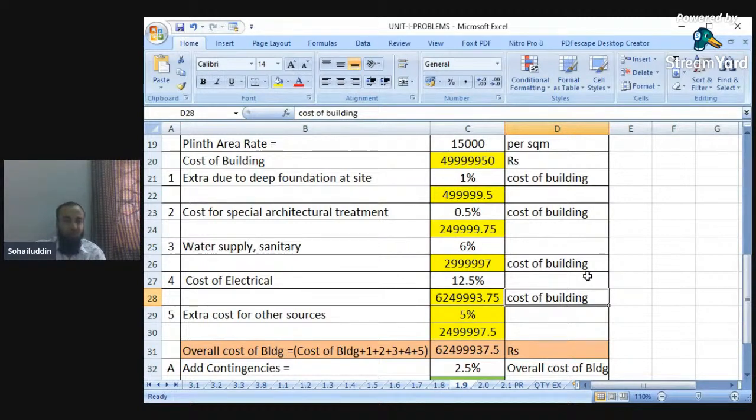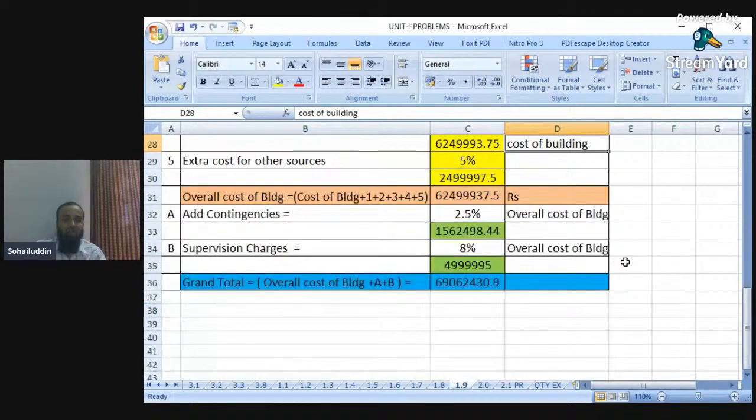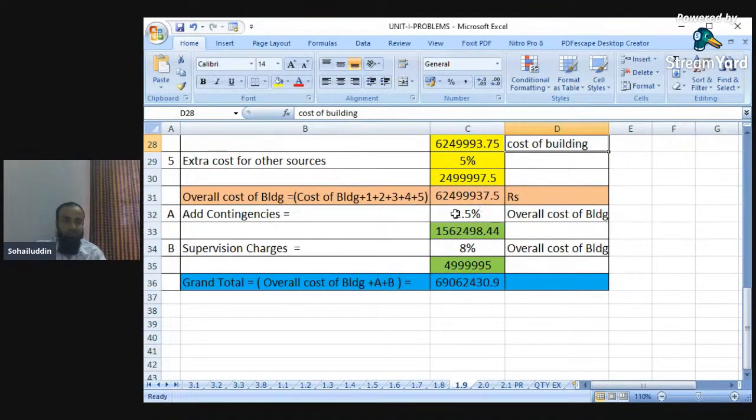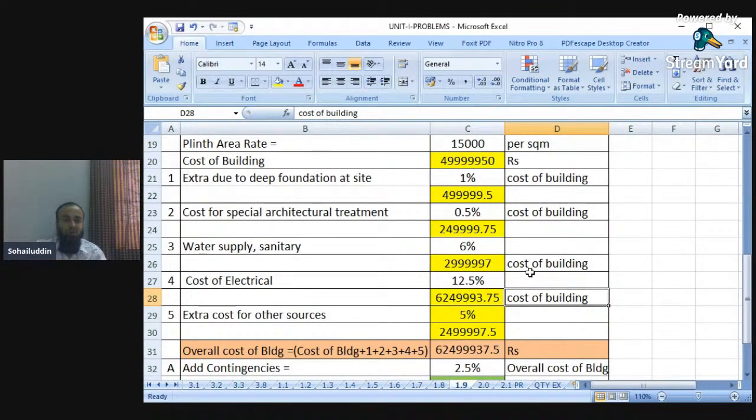Again, extra cost for other services is nothing but what has been mentioned in the last head, that is 5% of the cost of building. So 5% of this cost of building, and the total addition is nothing but this 24,997.5. So this is the total cost of the building, but it is not the overall cost. So the total cost we will get afterwards.